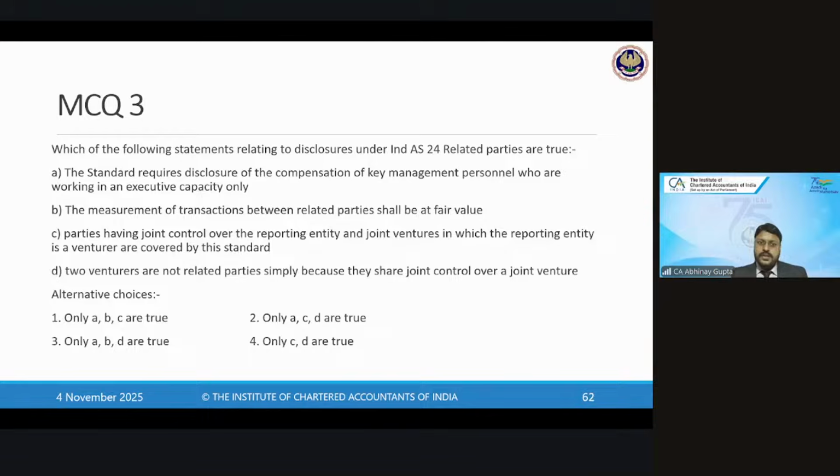Which of the following statements relating to the disclosure under Ind AS 24 related parties are true? Statement A: The standard requires disclosure of the KMP compensation who are working in executive capacity only. B: The measurement of the transaction between the related parties shall be at the fair value. C: Parties having joint control over the reporting entity and joint ventures in which the reporting entity is a venturer are covered by this standard. D: Two venturers are not related parties simply because they share the joint control over a joint venture. Options: A, B, C are true; A, C, D are true; A, B, D are true; C and D are true.